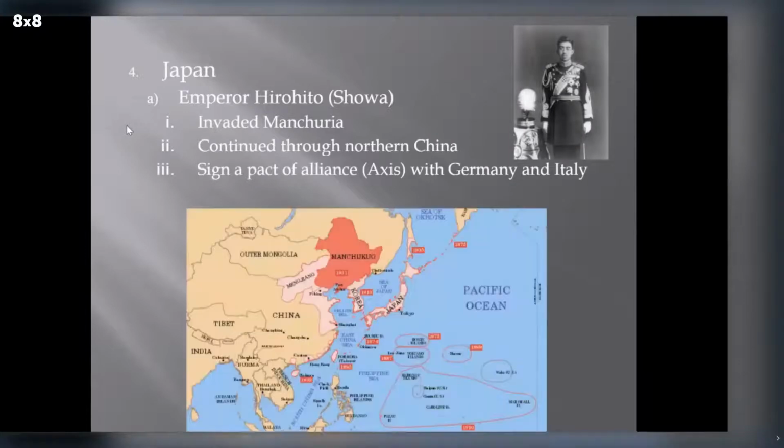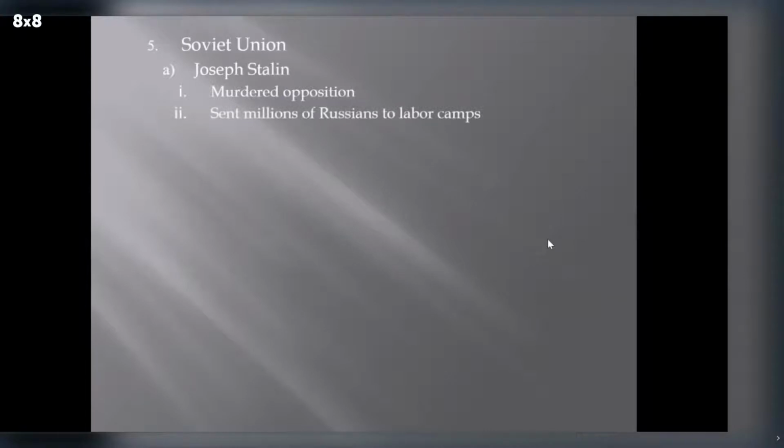And here is Hirohito. And so he just began snapping up little islands. He went into China. He took Korea. He was just like, I'm doing my thing over here. He was a bad guy. And Russia, meanwhile, had Joseph Stalin, who murdered his opposition. He sent millions of Russians to do hard labor in Siberia, which is northern Russia, which is very cold with harsh conditions. And he reorganized the economy by forcing people onto government-owned farms. So nothing you had belonged to you. It all belonged to the government.